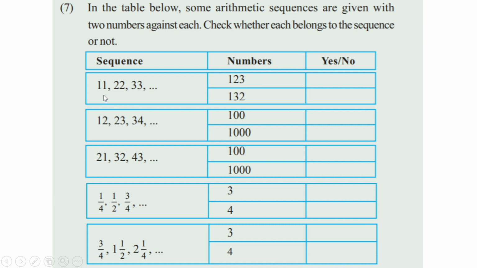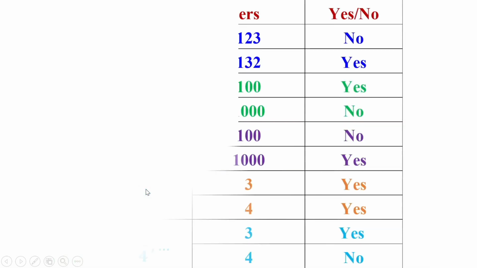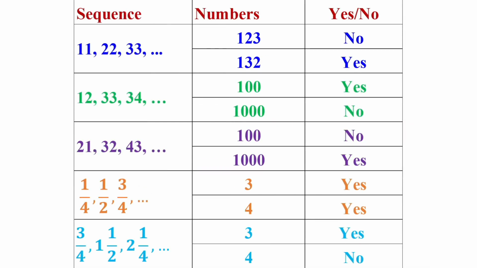The difference is 112. Here the common difference is 11, and we can easily understand that 112 is not a multiple of 11. So it is not a term of this sequence. Now 132 minus 11 is 121, which is a multiple of the common difference 11. So it is a term of this sequence. Just like this, you can easily verify whether the numbers are terms or not.